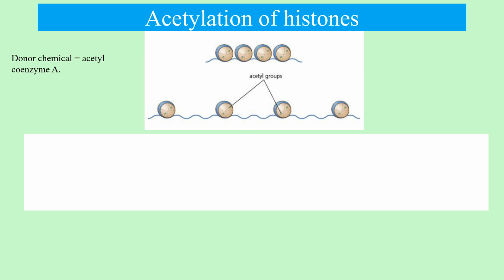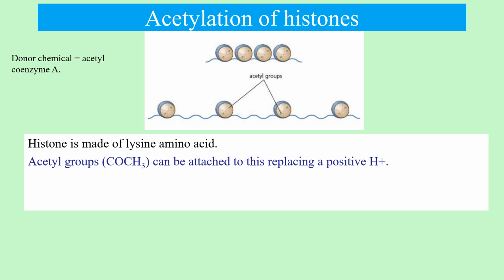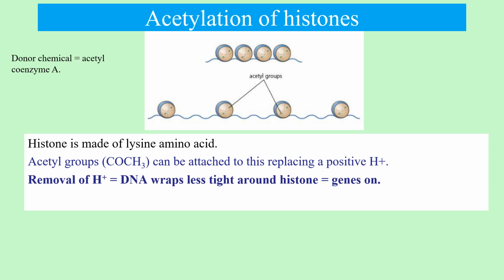The other way we talked about is acetylation of histones. So now we're talking directly about the histone rather than the DNA structure itself. Histone is made up of lysine as the main amino acid, and acetyl groups can be attached to this. Often acetyl groups come from coenzyme A, which you will have heard of from respiration, and it will attach to the histone, replacing a positive H plus ion, making it much more negative. This removal of the H plus ion makes the DNA wrap less tightly around the histone. So the genes become activated, they become turned on.